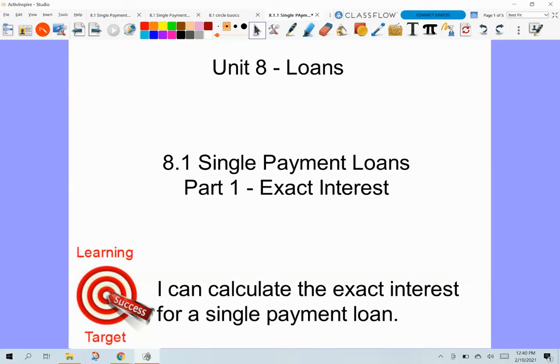All right, so this next unit is all about loans, different types of loans, how the interest is calculated, how your payments are calculated, how much you actually wind up paying on a loan. So there's going to be a lot of little nuanced things that we do here.